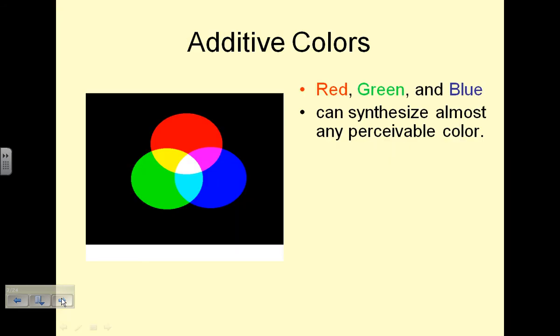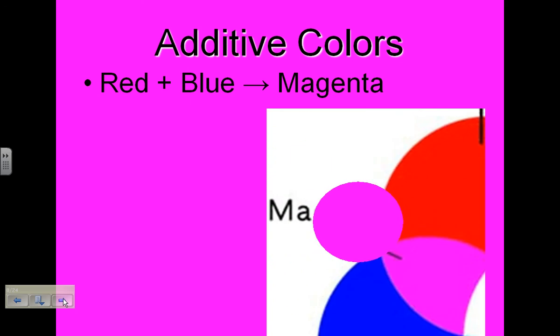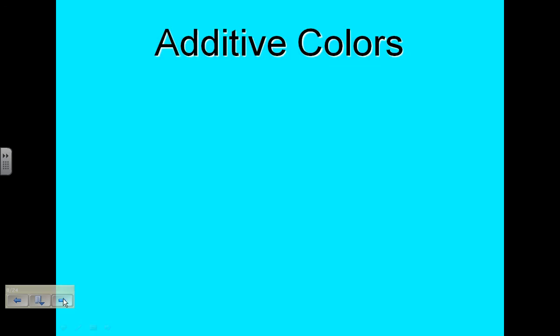Additive colors. Additive colors are when red, green, and blue are overlapped. By varying the intensities of these three colors, we can perceive, I believe it's around 30,000 different colors and shades. This color is when you have equal parts of red and blue. Red plus blue gives you the color magenta. Again, we are just talking about light right now. So if we overlap the two, we get magenta.